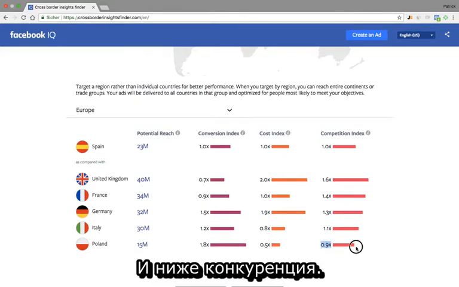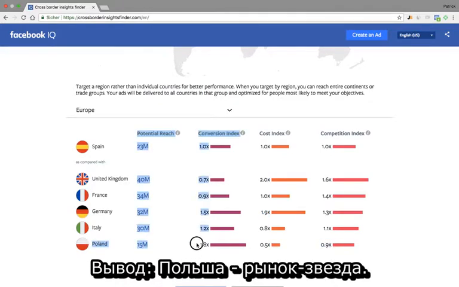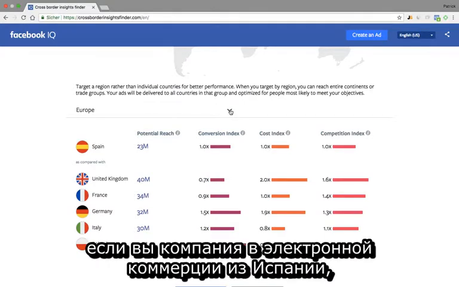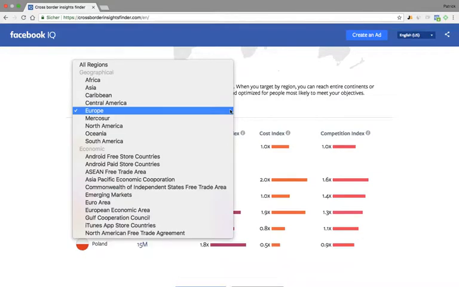And you have the least competition. So Poland is a star market. In Poland, you should really invest if you're an e-commerce company from Spain and you want to expand.